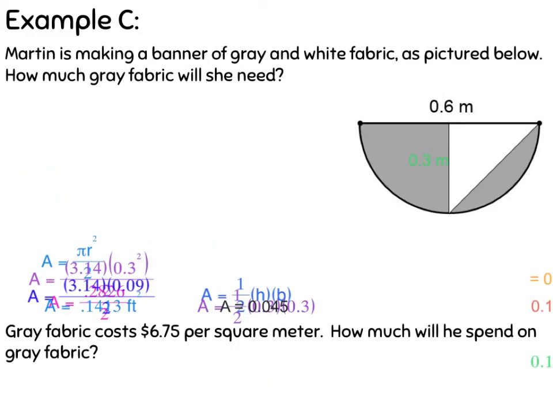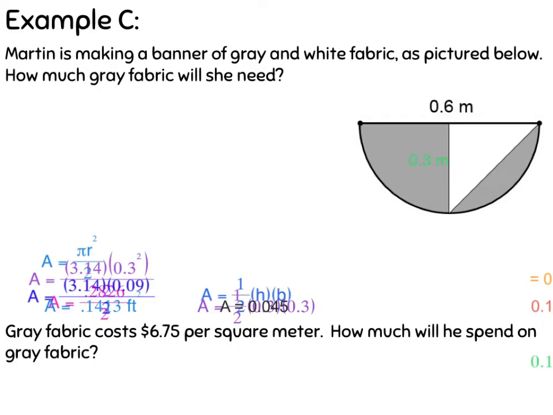Okay, this problem says Martin is making a banner of gray and white fabric as pictured below. How much gray fabric will she need, or he need? So we have 2 shapes here. We've got a semicircle and we've got a triangle. So we have to figure out what the triangle is and the semicircle is and remove out the triangle because that's the white fabric and we're not looking for the white fabric.